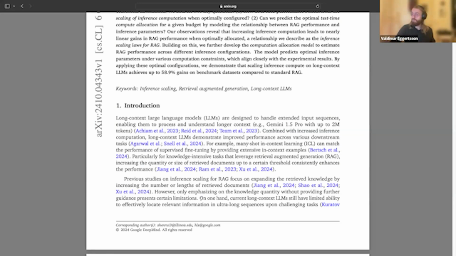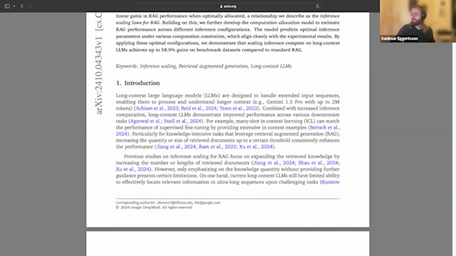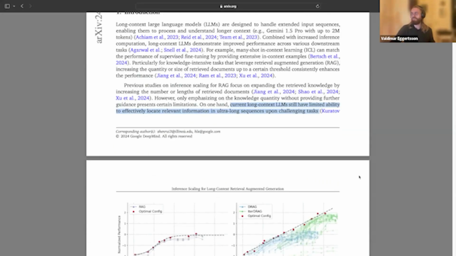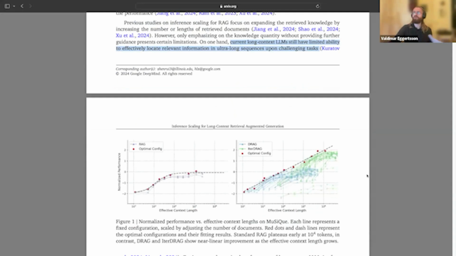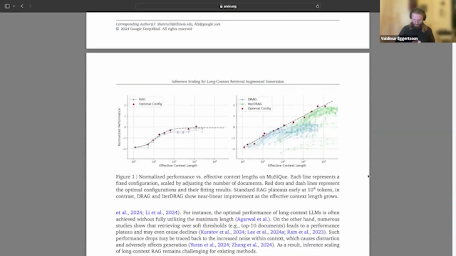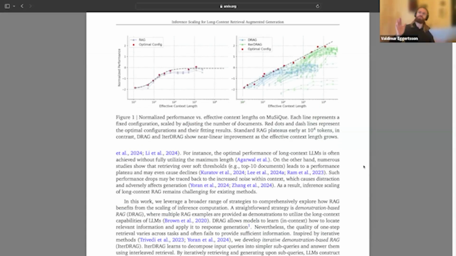I'm not going to read everything here, but some highlights. They mention that current long context LLMs still have limited ability to effectively locate relevant information in ultra long sequences. So it doesn't work that well to just put all the info there because it gets lost in the noise. That's why it makes sense. It's not just about saving money by only putting 10,000 or 30,000 words, because usually if you have a good retrieval system, most of the time the important info will be close to the top.